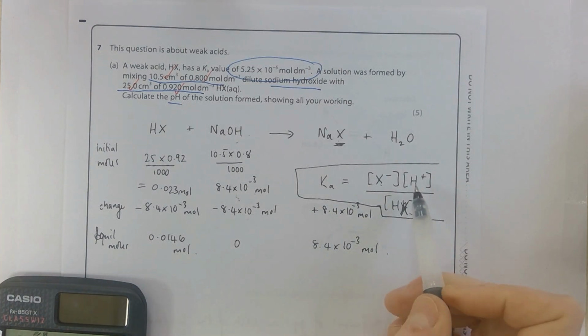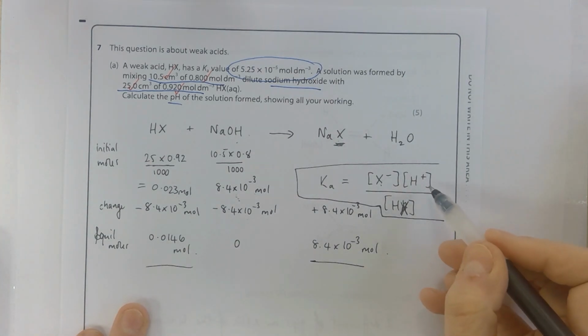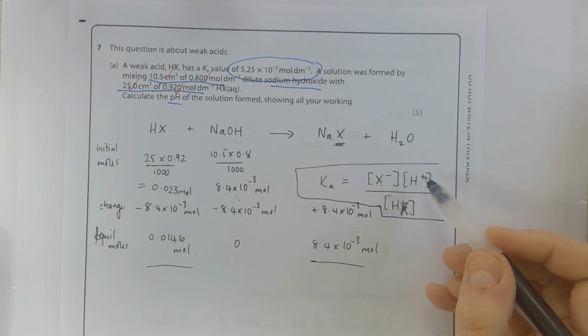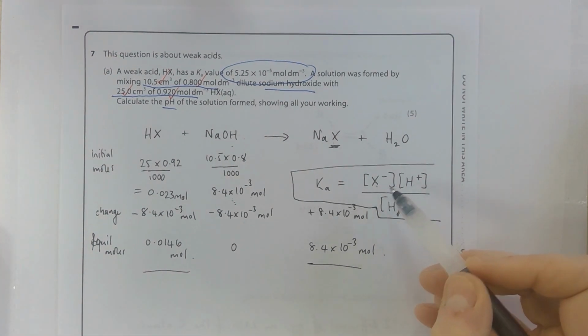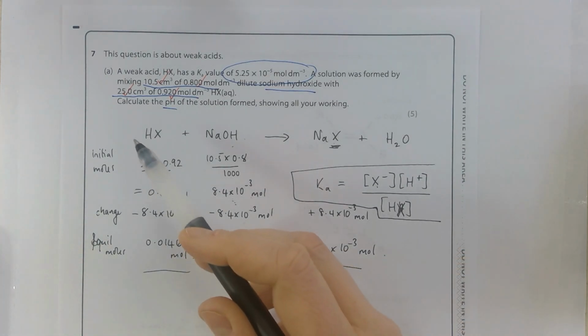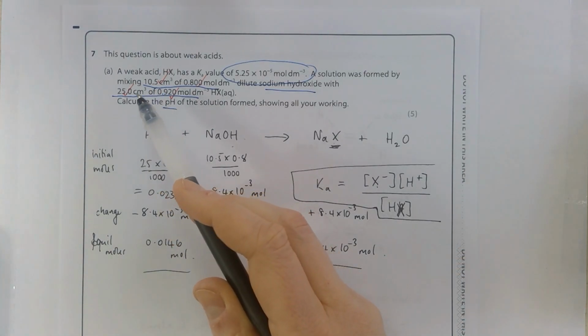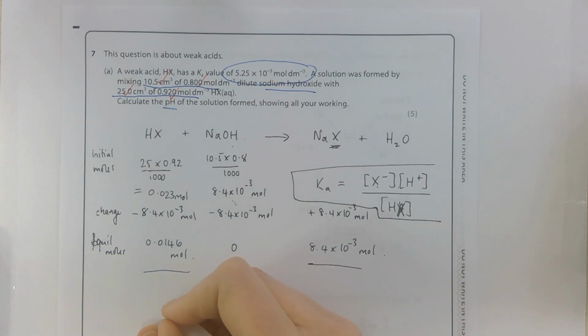Okay, now the next stage, now I've got the moles, is to put it into this equation. You need concentrations here, and we know that concentration is moles over volume. So I could calculate it. I have got the total volume of solution, 25 plus 10.5. But actually looking at this, I can see that the volumes are going to cancel. So let me show you.